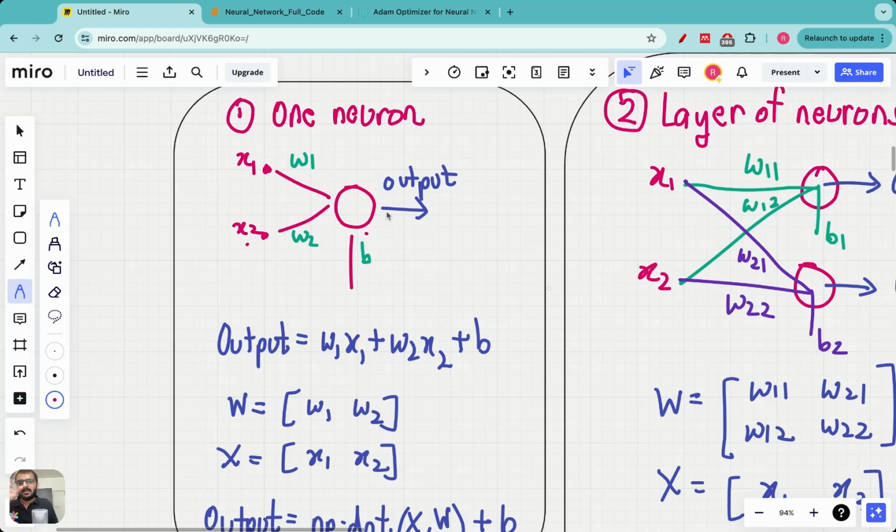And with these parameters, the output of a neuron is given by w1 into x1 plus w2 into x2 plus b. So you take the product of the input and weights, you add these. So this is the product of the first input and first weight. You add it to the product of the second input and second weight, and then you add the bias term to it. That's the output of one neuron.